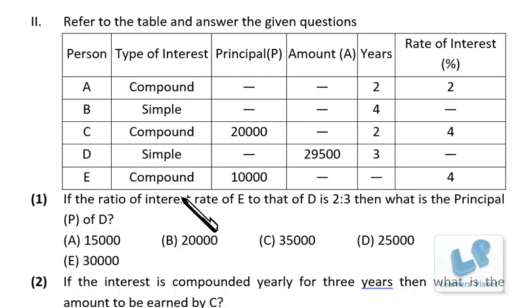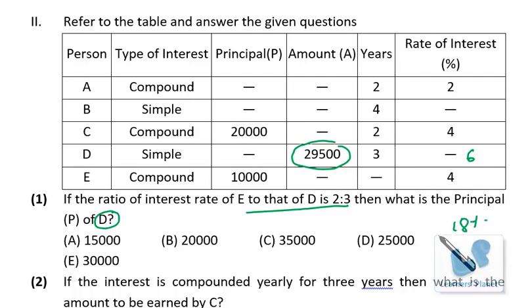Let's take the first question. If the ratio of interest rate of E to that of D is 2:3, then what is the principal of D? Now if interest rate of E is 4, then D it must be 6. Rate of interest must be 6. Now for D we have been given the amount, right, and number of years is 3 years. So for 1 year the rate of interest is 6%, that means for 3 years it will be 18%, right?